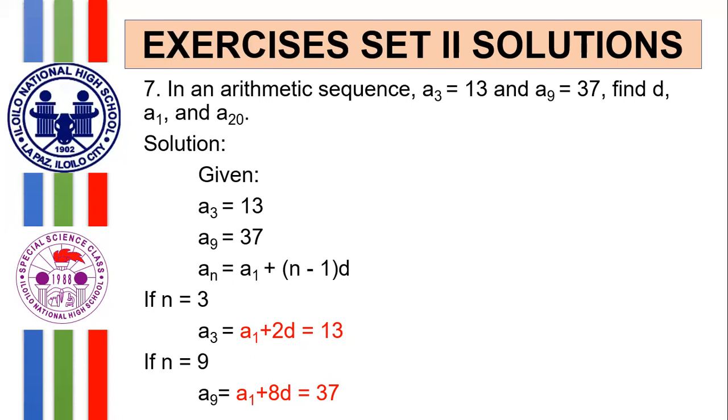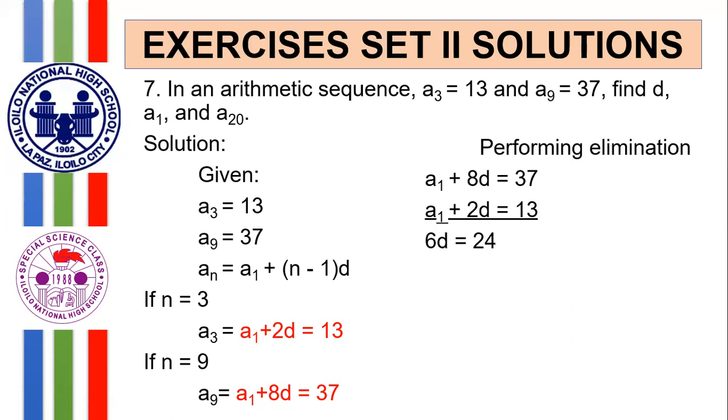And so again, we have systems of linear equations. We could subtract the second equation here by the first. And the a sub 1's will cancel. The 8d minus 2d will become 6d. The 37 minus 13 is 24. So 6d equals 24. Dividing both sides by 6 gives d equals 4. Now that we have d equals 4, we can now solve for the value of a sub 1.